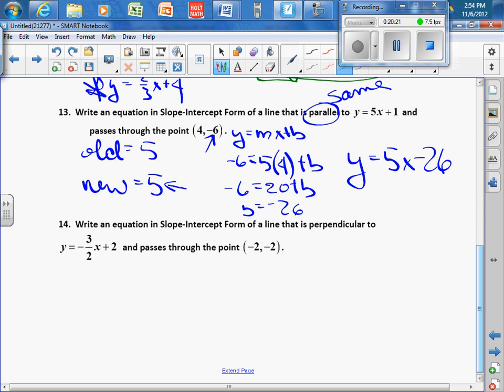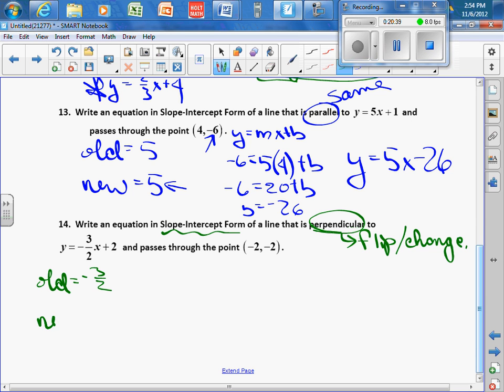Write an equation in slope-intercept form. Perpendicular. What do we know about those slopes of perpendicular lines? Well, you have to flip the fraction, change the sign. What's the old slope? The old slope is negative 3/2. What's the new slope? It's 2/3. It goes through the point negative 2, negative 2.